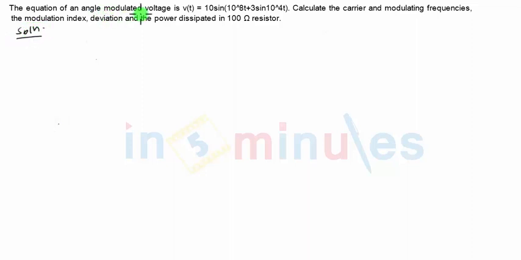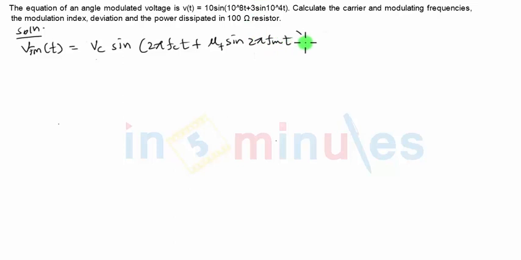Now the question says it's an angle modulated signal. They do not mention whether it is FM or PM. So assuming it to be an FM signal, the general form of the FM signal can be written as Vc sine (2 pi fc t plus mu f into sine 2 pi fm t). This sine form depends upon what is given in the question. Right now in the question both these forms are given in the sine form, so we are using the standard expression also in the similar way. Now I can find all the things one by one.